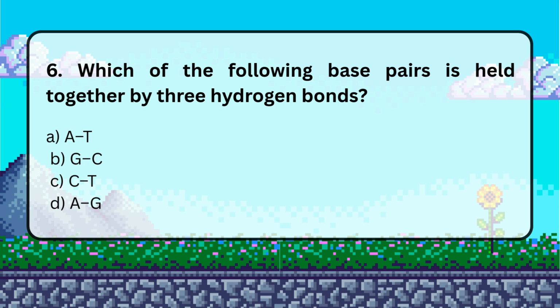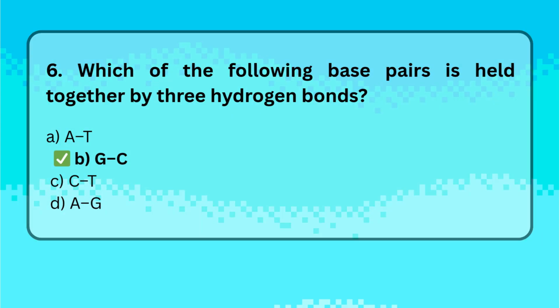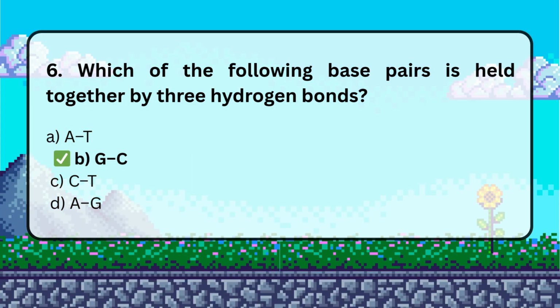C and T, it's not going to make sense because C never pairs with T. A pairs with G, no, it's also false because A never pairs with G. A pairs with T but with a double bond. G pairs with C, and this is the right option because G and C have triple bonds. So guanine pairs with cytosine using 3 hydrogen bonds, making it stronger than A and T pair, which forms only 2 bonds.